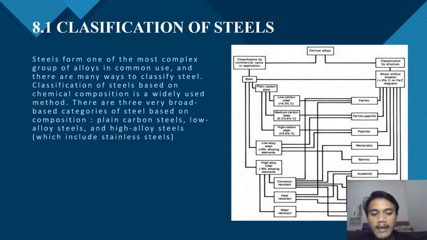And like we can see in here, there are 2 classifications of the ferrous alloys: classification by commercial name or application, and classification by structure. In the classification here, they have 3 types of steel. The first is plain carbon steel. Low alloy steel has at most 8% alloying elements. High alloy steel has more than 8% alloying elements.